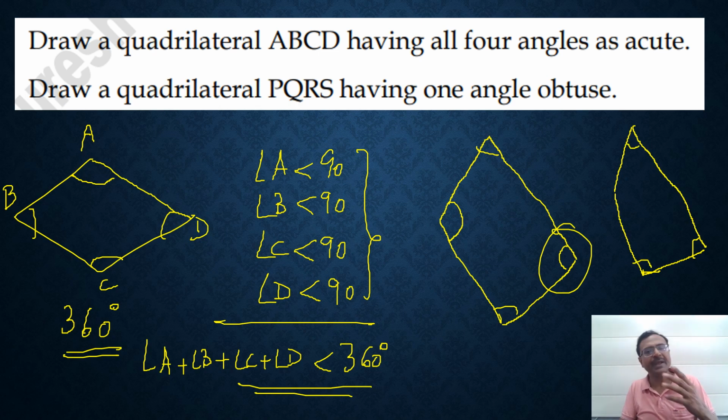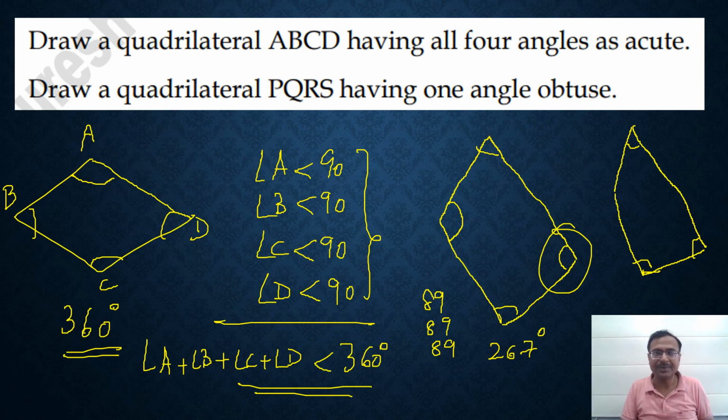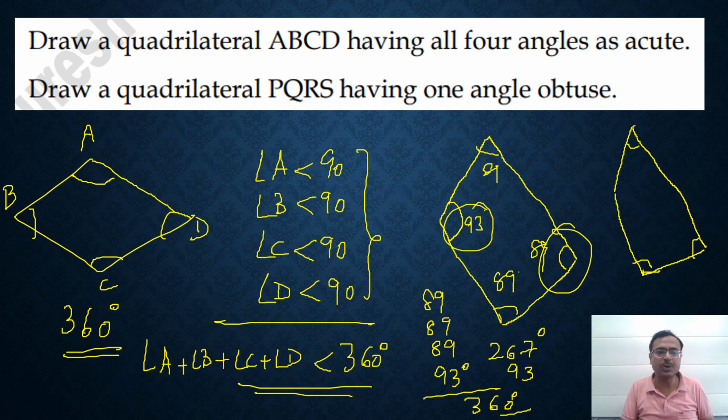I'll give you an example in terms of the measures. Suppose the three angles are 89, 89, and 89. They add up to 240 plus 27, 267. What about the fourth angle? 360 minus 267, right? And that's 93. So the fourth angle can be 93. That will give you a sum of 360 degree. And that's what I meant by drawing this figure. So one of the angles can be 93 and the others can be 89, 89, and 89. And therefore, one angle is obtuse and the rest of them can be acute.